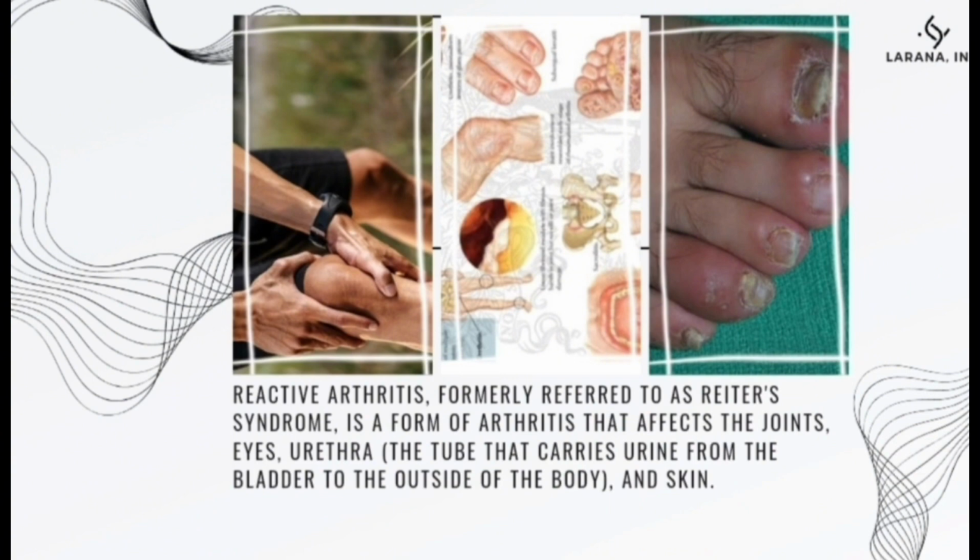Lastly, reactive arthritis, formerly referred to as Reiter syndrome, is a form of arthritis that affects the joints, eyes, urethra, the tube that carries urine from the bladder to the outside of the body, and skin. It was previously called Reiter syndrome, named after Hans Reiter, who first described this syndrome. Today, it is believed that the disorder is due to an aberrant autoimmune response to a gastrointestinal or genitourinary infection caused by Salmonella.